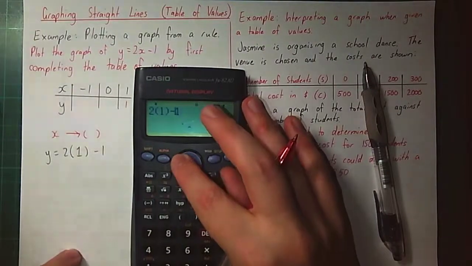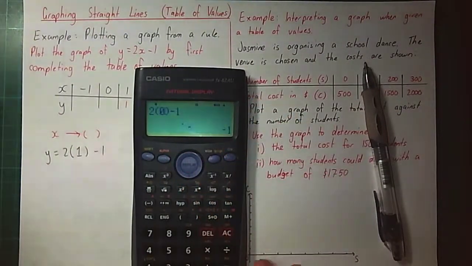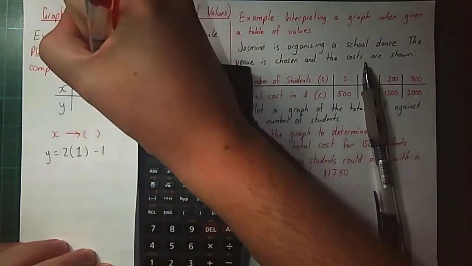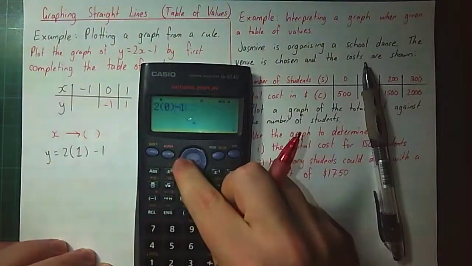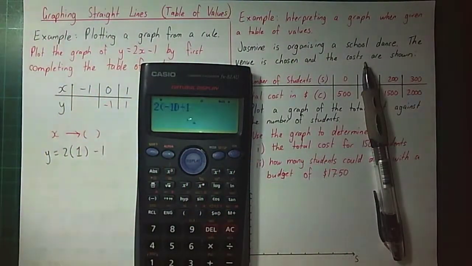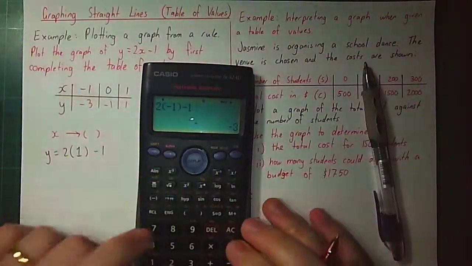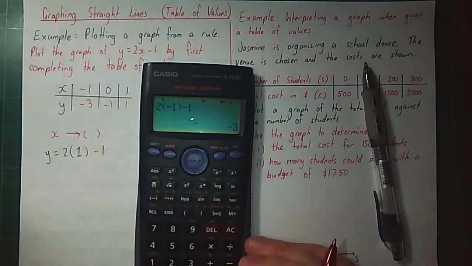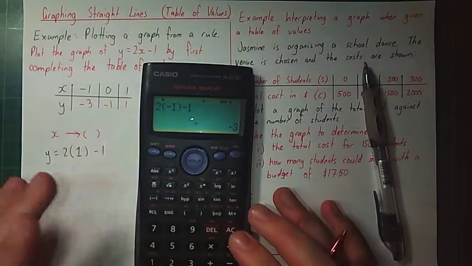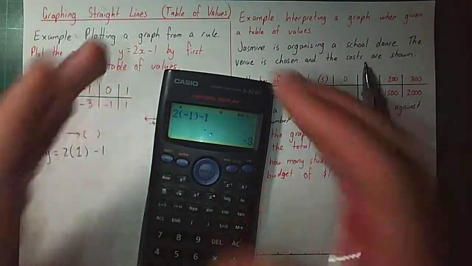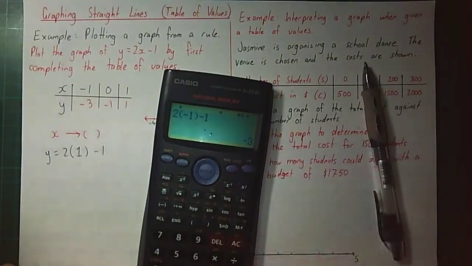I'm going to go back in, change it to a 0, and now we get -1. And we'll go back in and change it to -1 this time. We get -3. We do this so we don't have to type it in every single time, and we don't have to think about it at all. The x is there, we pop it in brackets, and then we get our answers.